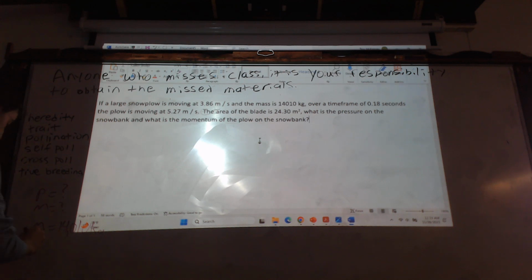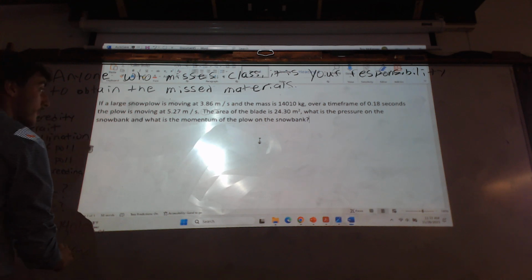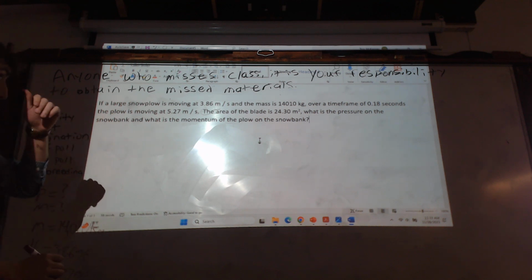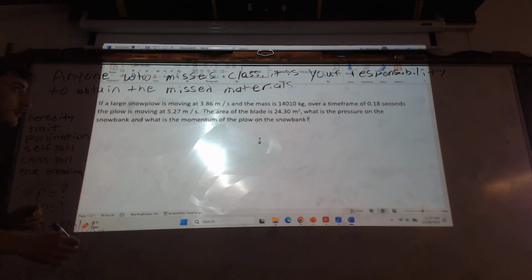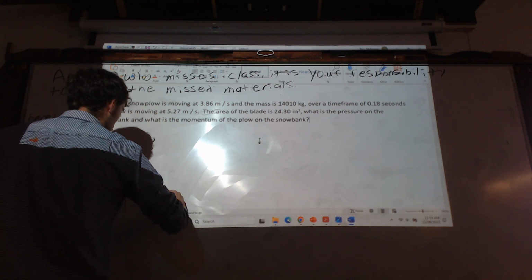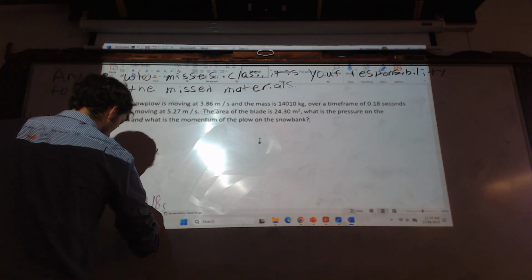Initial velocity, sure. Which one? This one, you say? Okay. Which would make the other one what? And then we also know two more things. Time and area. Yep.